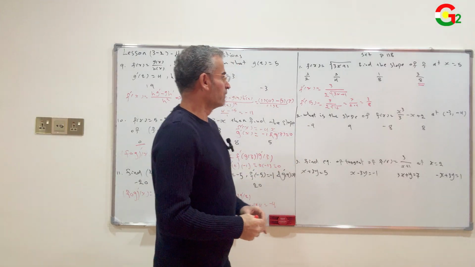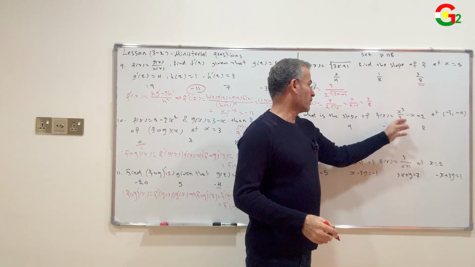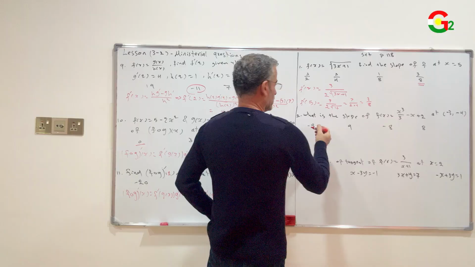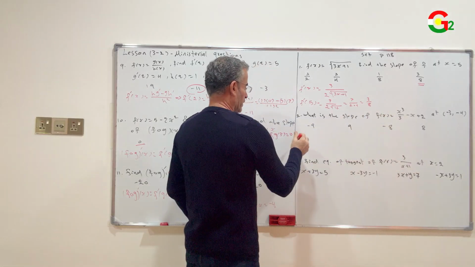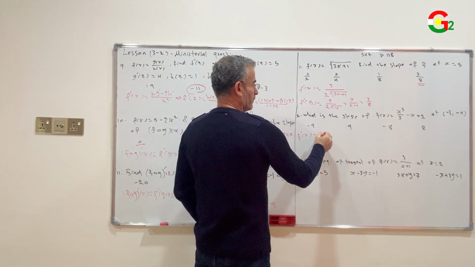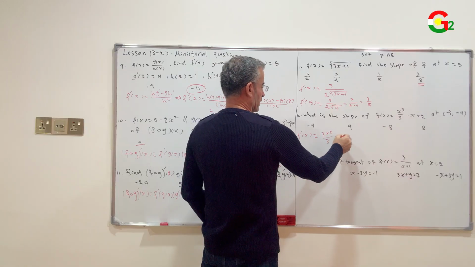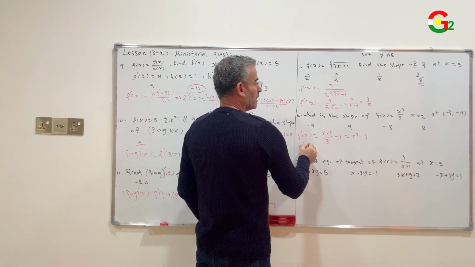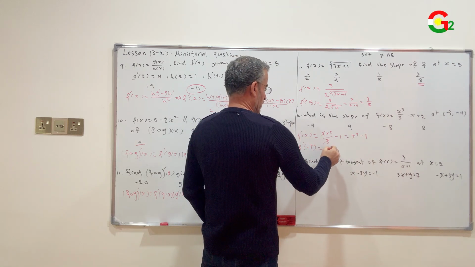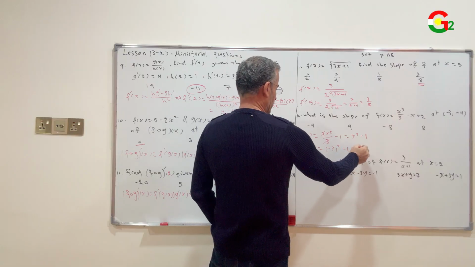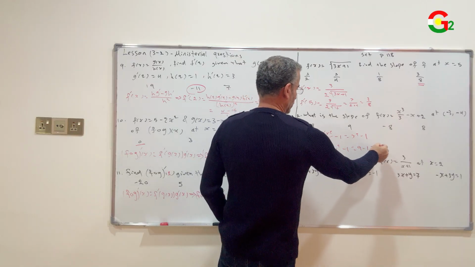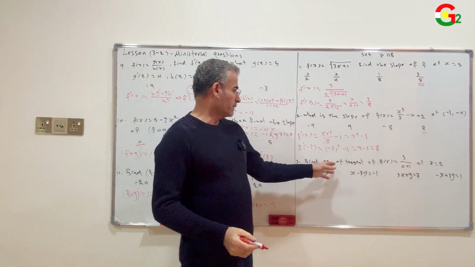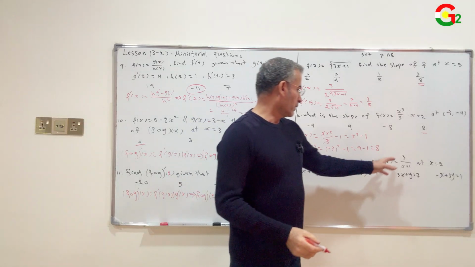What is the slope of f of x equal x power 3 over 3 minus x plus 1 at the point -3, -4? The slope equal to the derivative of this function at this point. f prime of x equal to 3x power 2 over 3 minus 1. 3 with this 3 equal to x power 2 minus 1. At this point, f prime of -3 equal to -3 square minus 1 equal to 9 minus 1 equal to 8. Choice D.